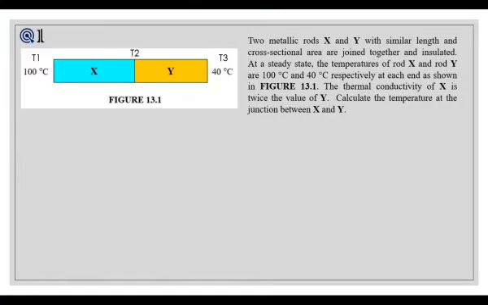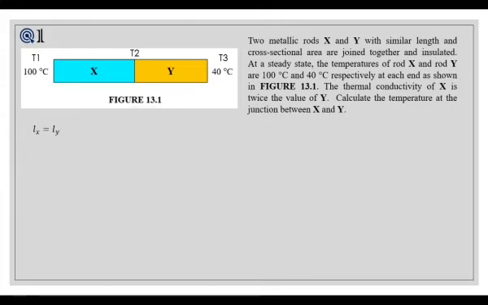Question number 1. Two metallic rods X and Y with similar length and cross-sectional area are joined together and insulated. At a steady state, the temperatures of rod X and rod Y are 100 degrees Celsius and 40 degrees Celsius, respectively at each end, as shown in figure 13.1. The thermal conductivity of X is twice the value of Y. Calculate the temperature at the junction between X and Y.